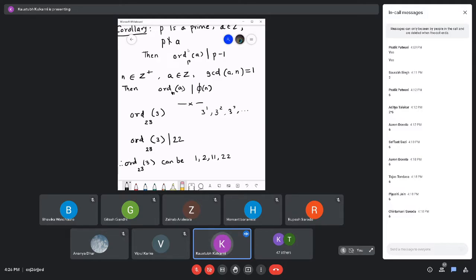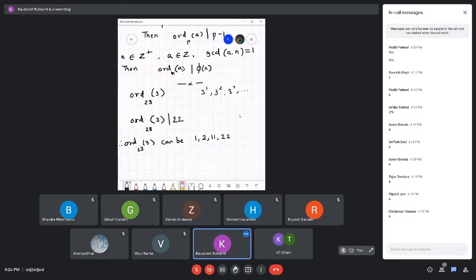Now our candidates have been shortlisted to just 4 candidate powers. So you can easily check 3 raised to 1, which is 3. 3 is congruent to 3 mod 23, not the answer. 3 raised to 2 is 9. 9 mod 23 is congruent to 9 itself. Then 3 raised to 11.